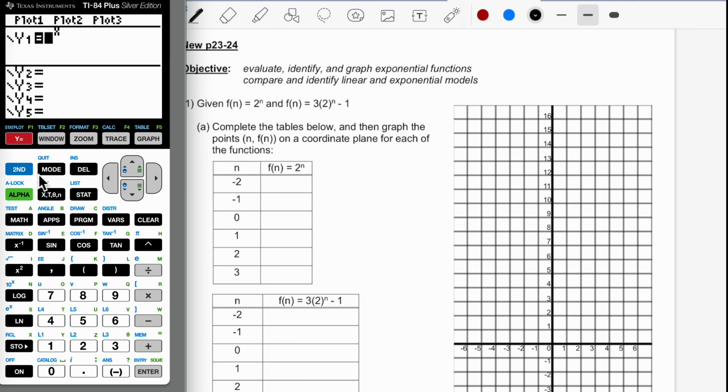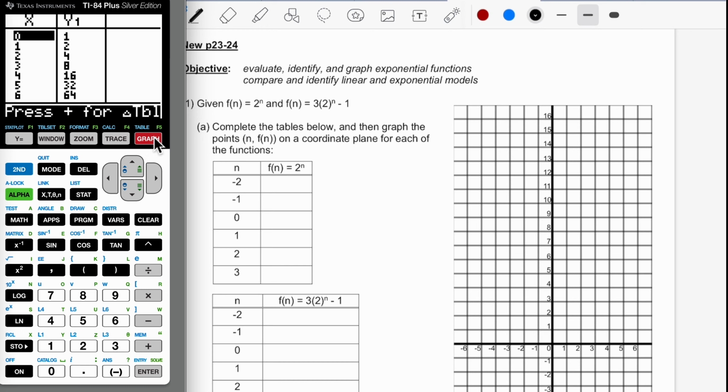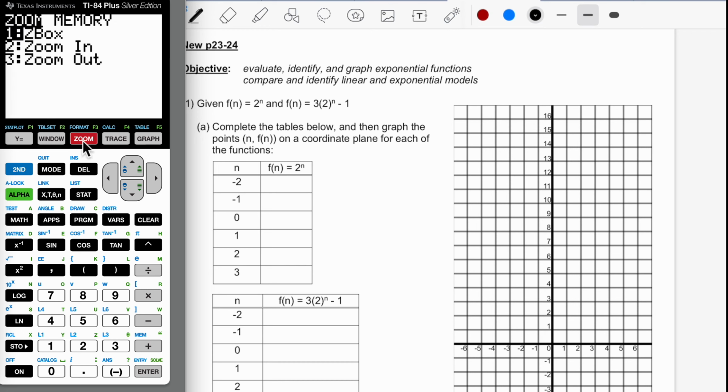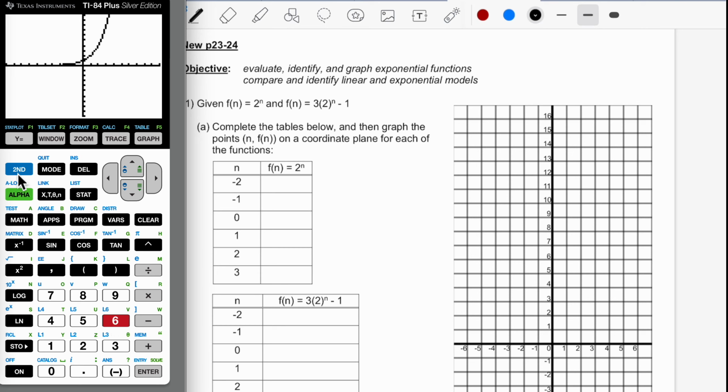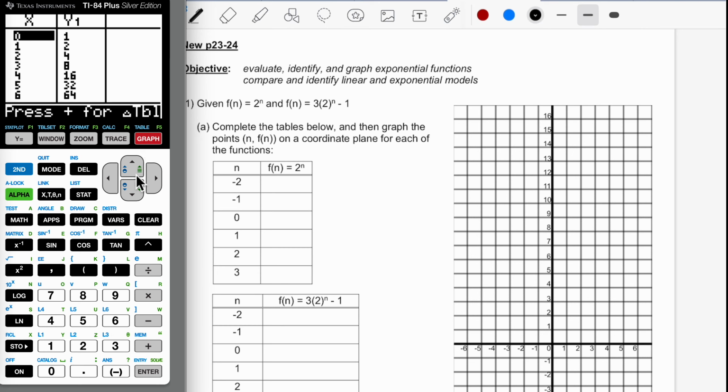In this case 2 to the x, that's how the calculator understands it. You can go to the table of values to get the points, but you can also have a quick look at the picture, zoom 6. So that's what it ought to look like, but we get the points from the table of values.